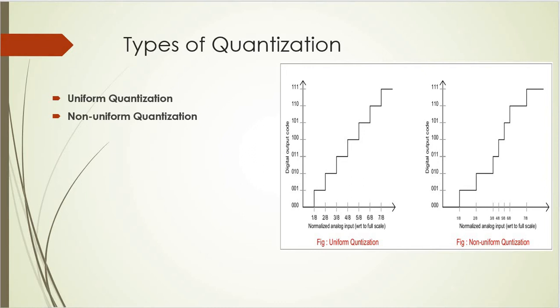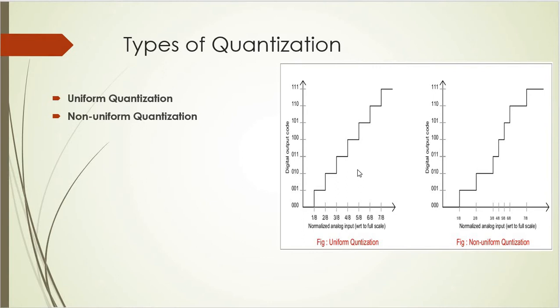Today in this class, we will study the different types of quantization techniques. You know that quantization is the second step in PCM modulation. After sampling, the signal is quantized to its nearest quantization level and then is digitally encoded in a PCM system. There can be two types of quantization: uniform quantization and non-uniform quantization.